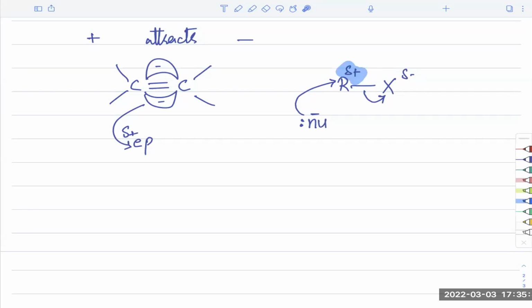The idea is pretty simple. You have a carbon inside this R thing. There's a carbon in there that's attached to an X. It's attached to obviously other things.